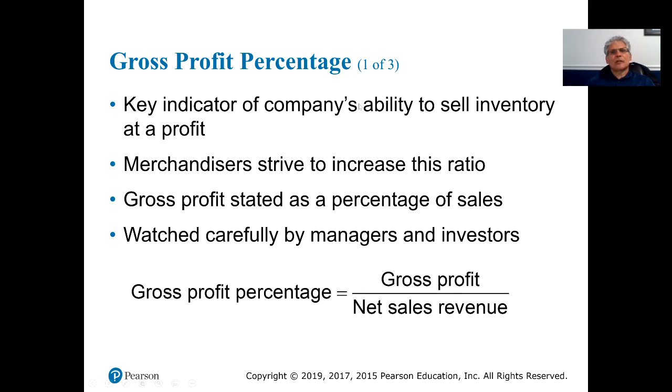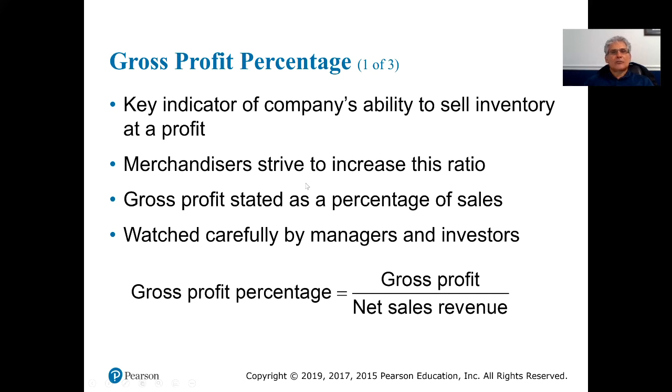But a key indicator of a company's ability to sell its inventory at a profit is referred to as the gross profit percentage. And in most cases, you want a company to have a very high gross profit. Remember, the gross profit is the sales minus your cost of goods sold. So you want your gross profit to be high. You want profitability to be higher, especially if you're a for-profit organization or a company that is publicly traded. And so a higher gross profit percentage is, generally speaking, going to be considered favorable.